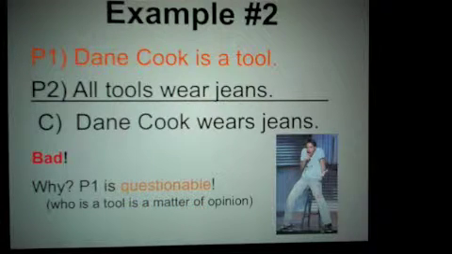Premise one, I don't want to say it's downright false. Dane Cook is a tool. I think this is more questionable. This is more a matter of opinion. Who someone thinks is a tool or not a tool, it's going to vary from person to person. Normally when I use this argument in class, I've gotten about half the people who think Dane Cook's a tool and half the people who think he's not a tool. He kind of straddles the line of tooldom.